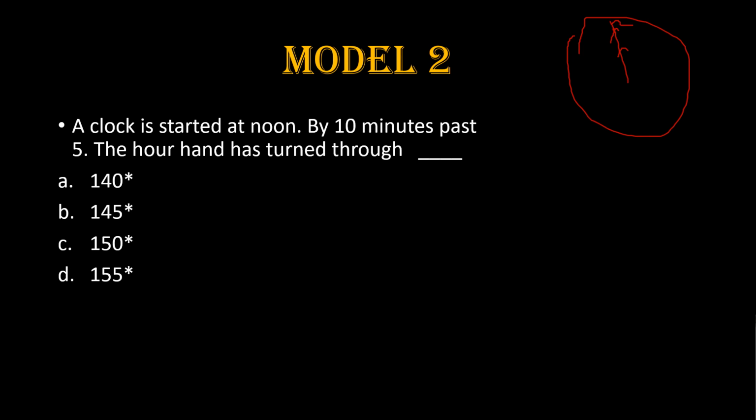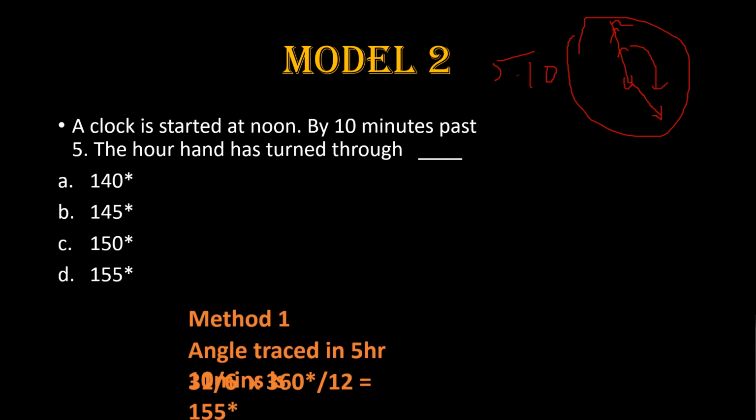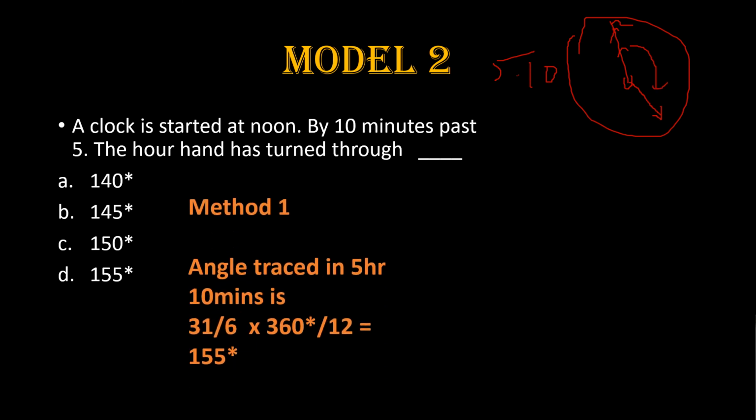By 10 minutes past 5, which means the time now is 5:10. At 5:10, the hour hand will be around somewhere here, okay? So we have to trace the angle in between. As per the method given in the book, the angle traced in 5 hours 10 minutes is 31/6 into 360 degrees divided by 12. Okay, so I'll be explaining how they got 31/6.